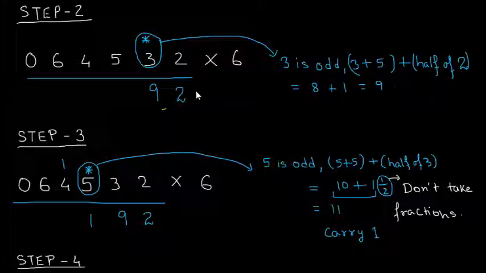Step 3. The next number is 5. So it is also an odd number. To get the answer, we'll add 5 plus 5 plus half of its right hand side neighbor 3. Half of 3 is 1 upon 2. We'll not take the fraction part, we'll take the whole number. So we'll take 1. So 10 plus 1, that is 11. And here we'll put 1 in the answer, and 1 is carry.